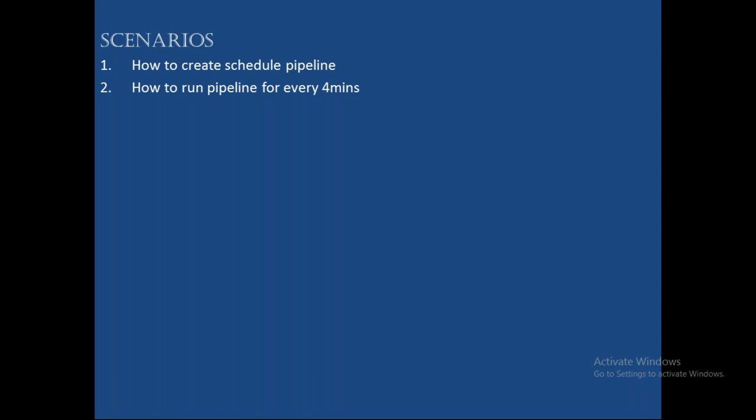But in the schedule-based trigger, we have multiple options. Along with minutes and hours, we have days and weekdays. Next we have months. In a month, you can execute on particular days, whatever days you want.